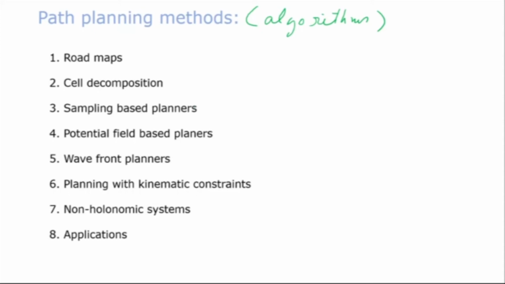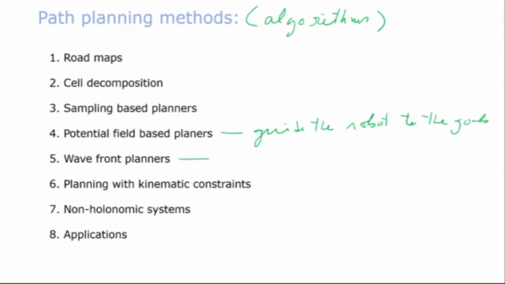Sampling based planners, where you don't have a map but you start sampling and see where you can go and where you cannot go and try to make a connected graph. Potential field based planners, where you use a potential field to guide the robot to the goal. For example, the object has a repulsive potential, so when the robot goes near the object, it gets repelled, and the goal has an attractive potential, so the robot is always pulled towards the goal.